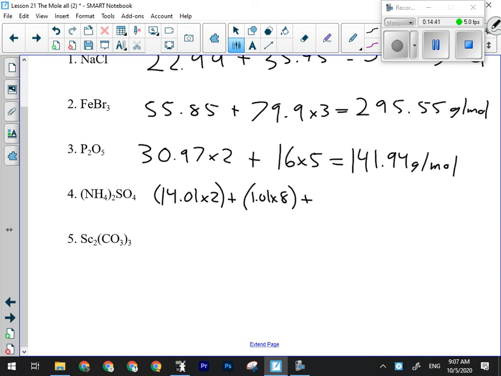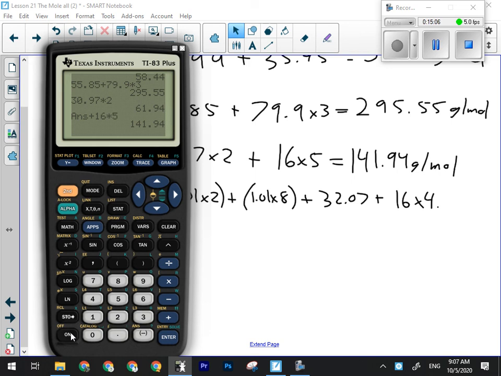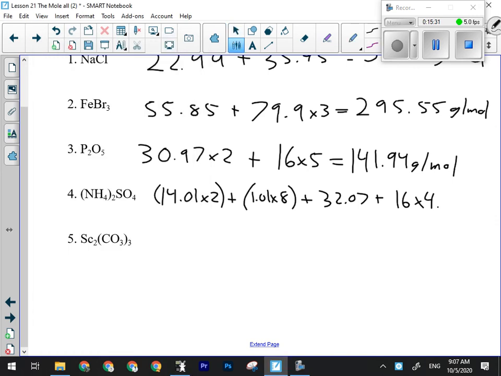Okay, how many sulfur? 1. Is it 32.07 or 06 on your periodic table? 07, okay. And then for oxygen, we got 4 of those. Okay. Everybody with me so far? So then all we have to do is punch that in. Okay, so we're gonna have our nitrogens, and then our hydrogens, 8.08, okay, and our sulfur, and our oxygens. All right, so we're looking at 132.17 as our molar mass for that, and that would be in grams per mole. Okay, questions on number 4?